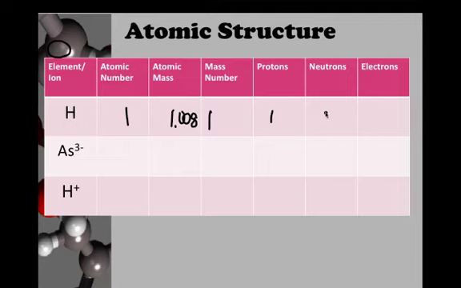Is 0. Right. And then electrons is equal to protons. 2 protons. So that's 1. Yes, because our atom, hydrogen, is neutral. Yes. The next one is not neutral.